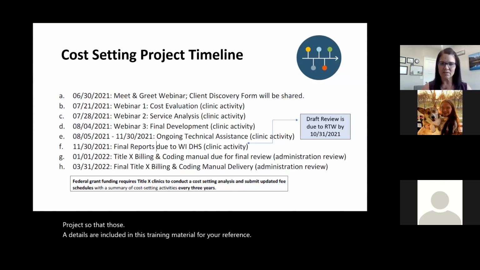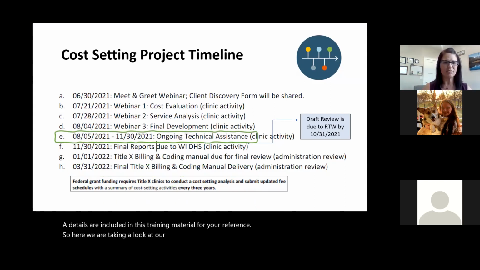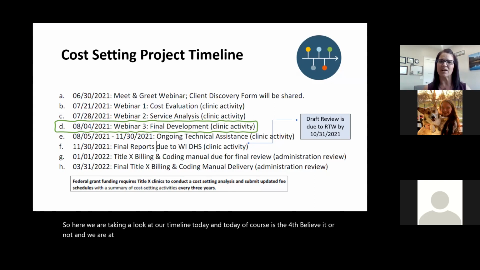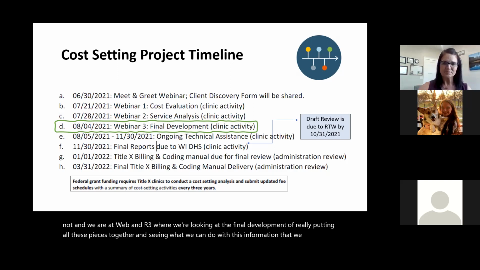So here we are taking a look at our timeline today. And today, of course, is the 4th, believe it or not. And we are at webinar 3, where we're looking at the final development of really putting all these pieces together and seeing what we can do with this information that we have collected.